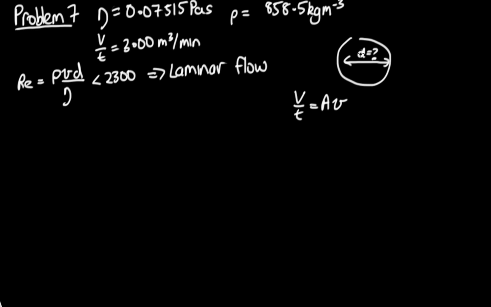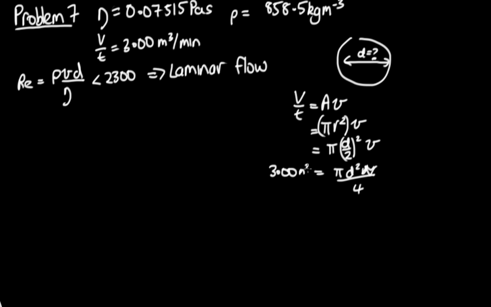And so the cross-sectional area, this is a circle, so it's got an area which is equal to pi r squared, and then we'll keep the velocity, but we want everything in terms of the diameter, so the radius is half the diameter, so we can put this as pi d on 2 squared v, which is equal to pi d squared v on 4. So we've now got our volume over time, and we're told that this is 3.00 meters cubed per minute.